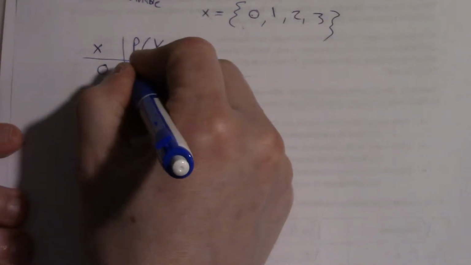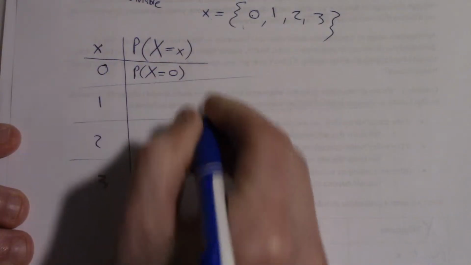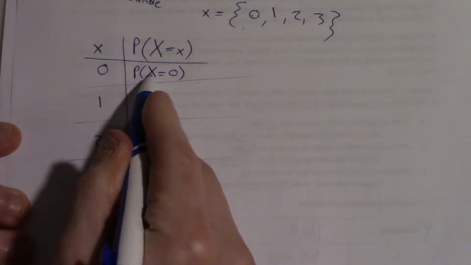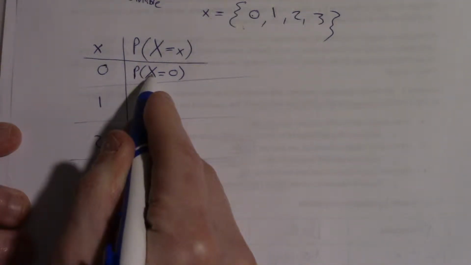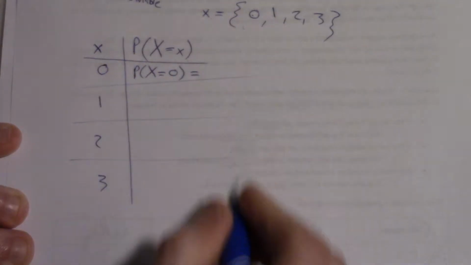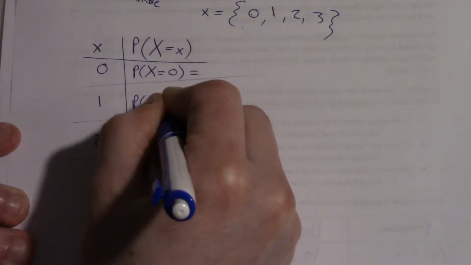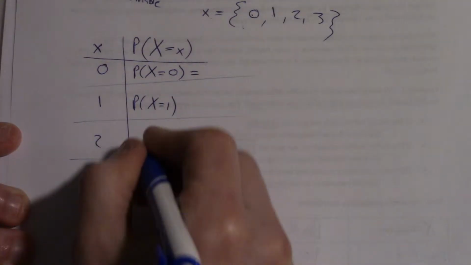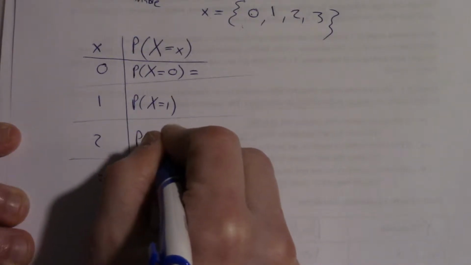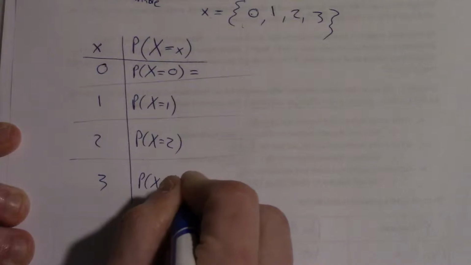So this spot here is saying, what's the probability that big X equals 0? What's the probability that the number of consonants you see that you draw in your 3 slips of paper is 0? So we have to figure out that probability. This one is saying, what's the probability that the number of consonants you see is 1? What's the probability the number of consonants you have is 2? What's the probability the number of consonants you have is 3?